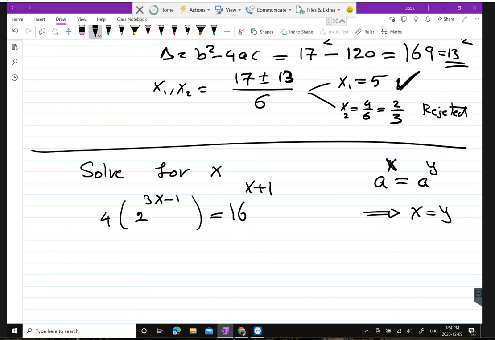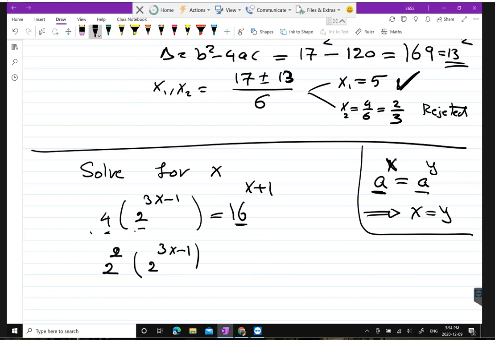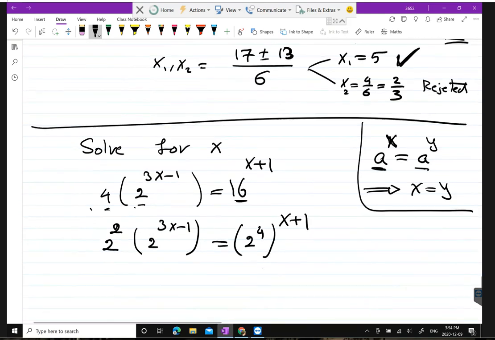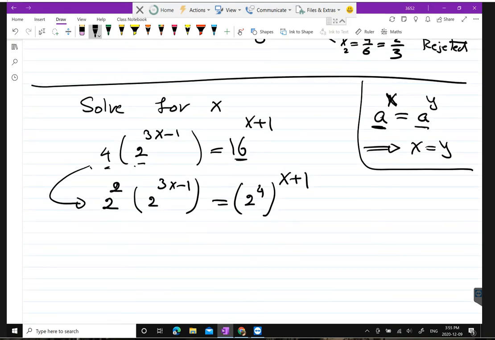Okay, and for this we need the base to be exactly the same, but here I have base 16, I have 4, I have 2, but it seems I can change all these bases to base 2. Therefore 4 is 2 to the power of 2, then 2 to the power of 3x minus 1, and then 16 is 2 to the power of 4, then to the power of x plus 1. Okay, from here to here is basically easy.